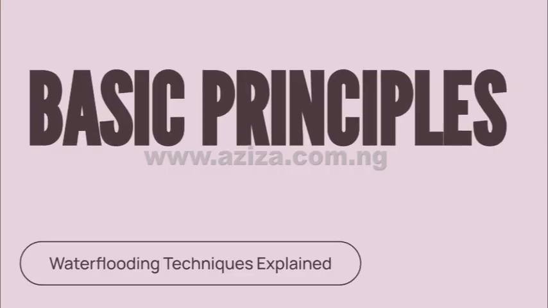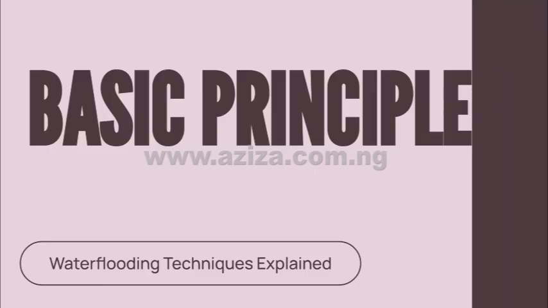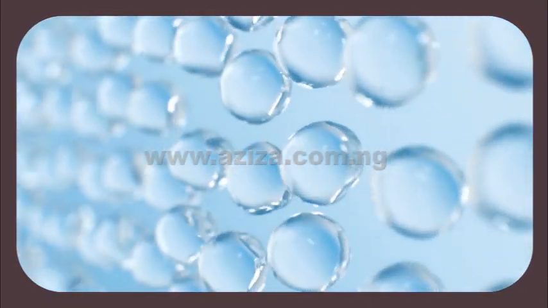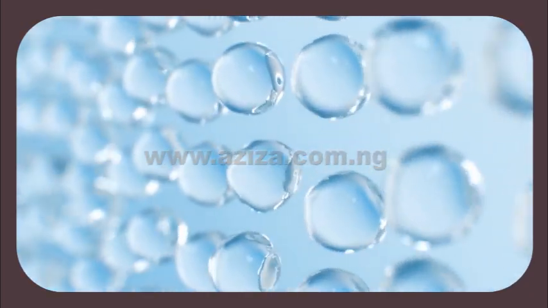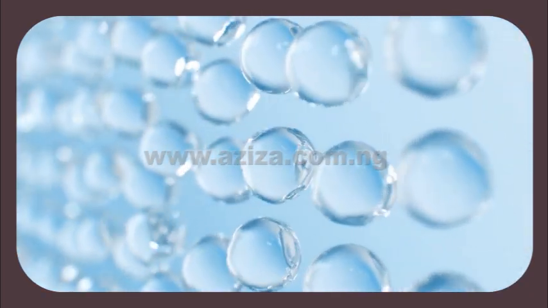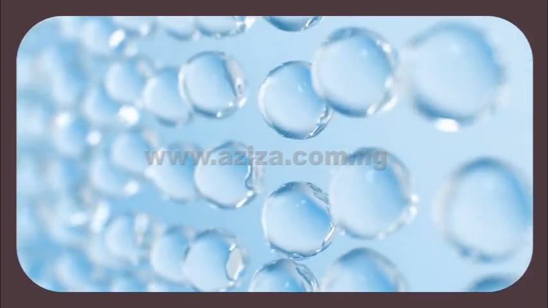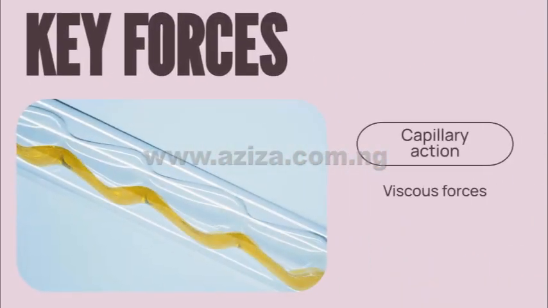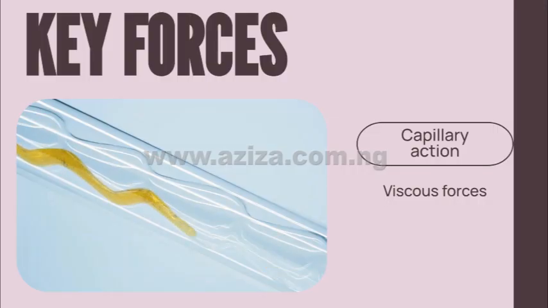The basic principle of water flooding is simple. Water, being more dense than oil, displaces the oil in the porous rock formations. When water is injected into the reservoir, it acts as a piston, pushing the oil ahead of it. The injected water fills the pore spaces previously occupied by oil, driving the oil towards the producing wells. This process is known as immiscible displacement. Key forces at play include viscous forces, which drive the flow, and capillary forces, which affect the movement of fluids within the small pores of the rock.